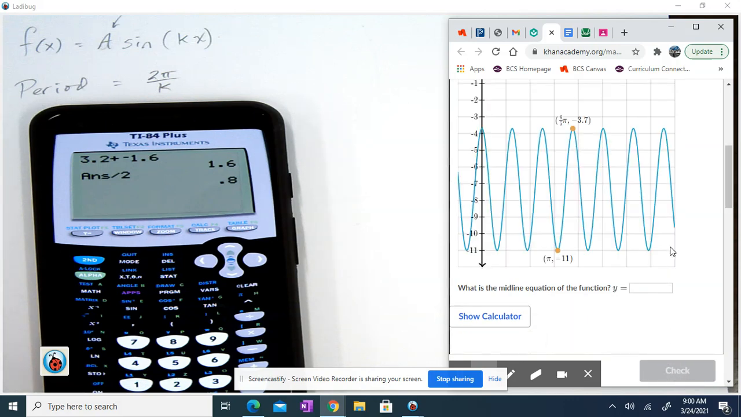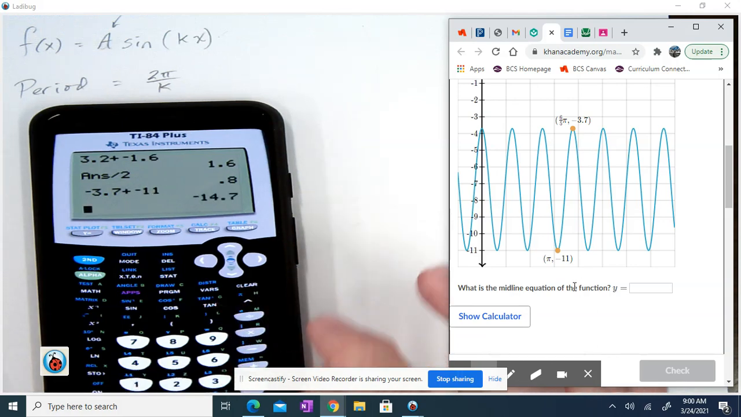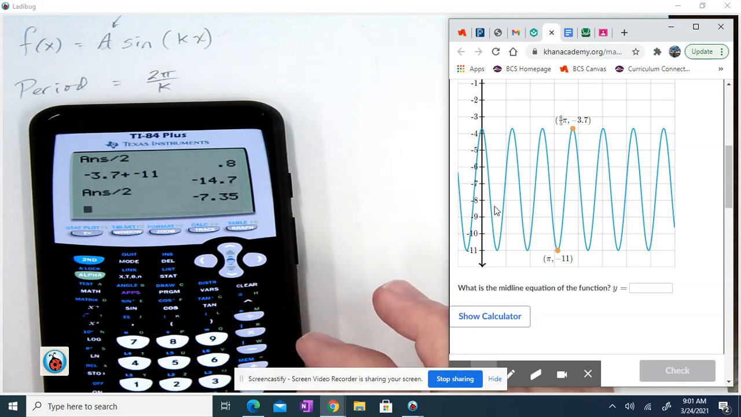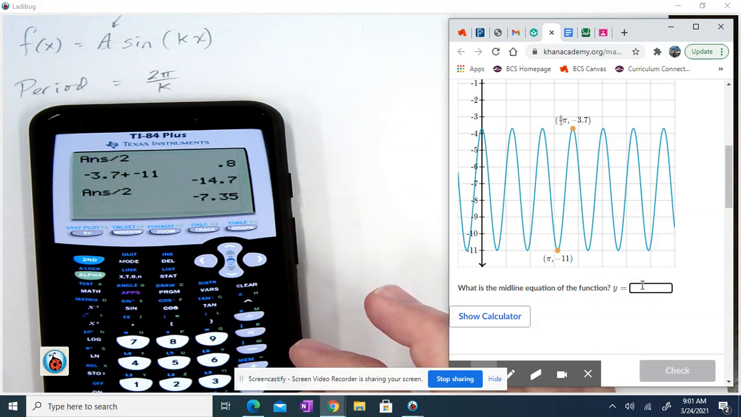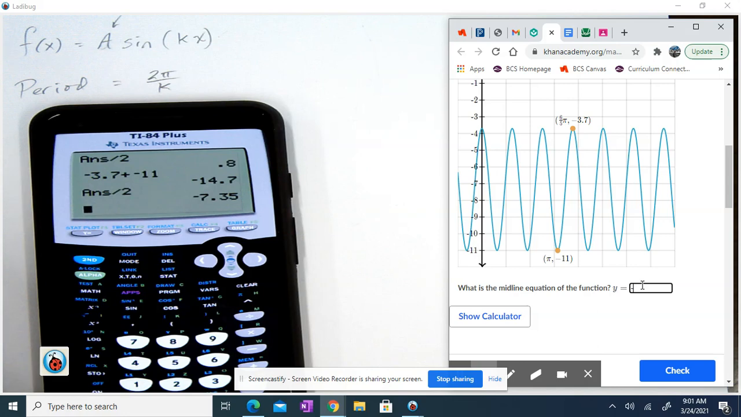All right, here again, the midline is going to be the average between these two. So we're going to do negative 3.7 plus negative 11 divided by 2. So negative 7.35, which is right around here, is your midline. y equals negative 7.35.